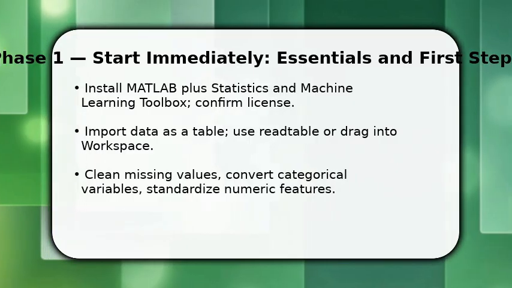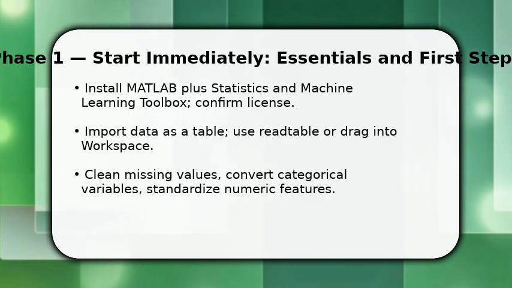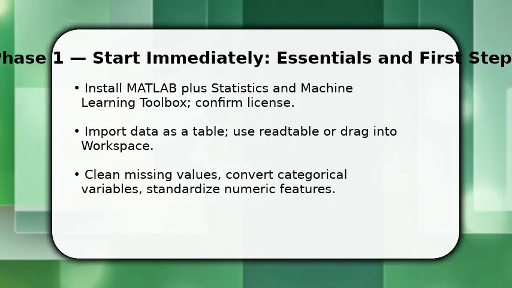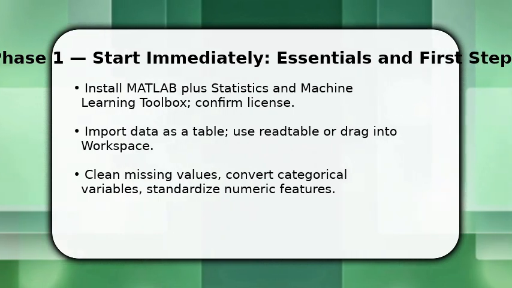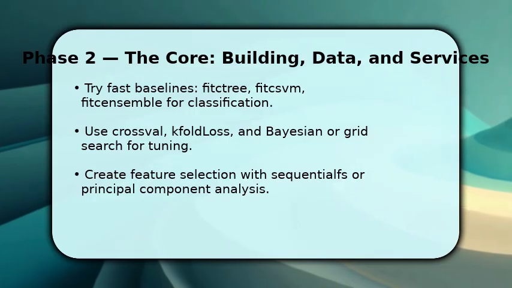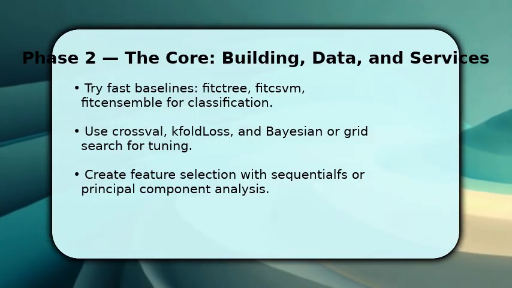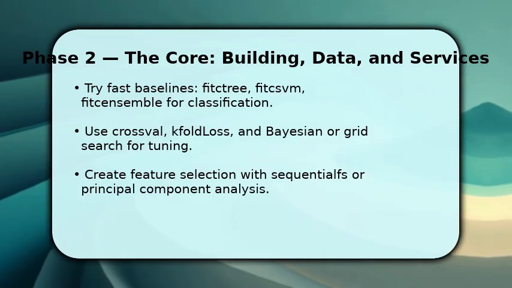Once prepared, split using cvpartition or simple randperm into training and validation sets because you need an honest evaluation. Now you're ready to pick a learner and run an initial experiment. You should begin with a simple baseline like a decision tree or linear SVM so you know the problem difficulty. Then move to ensembles for better performance.